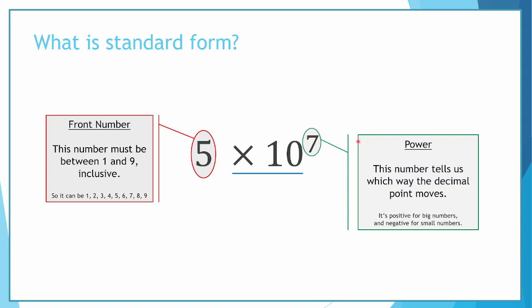The reason we have a power is that this number tells us which way the decimal point moves. This will be a lot more obvious when we go through our example on the next slide. But all we have to remember for now is that when this number is positive, our standard form is representing a large number. And when this number is negative, our standard form is representing a small number. So standard form is just another way of writing numbers.